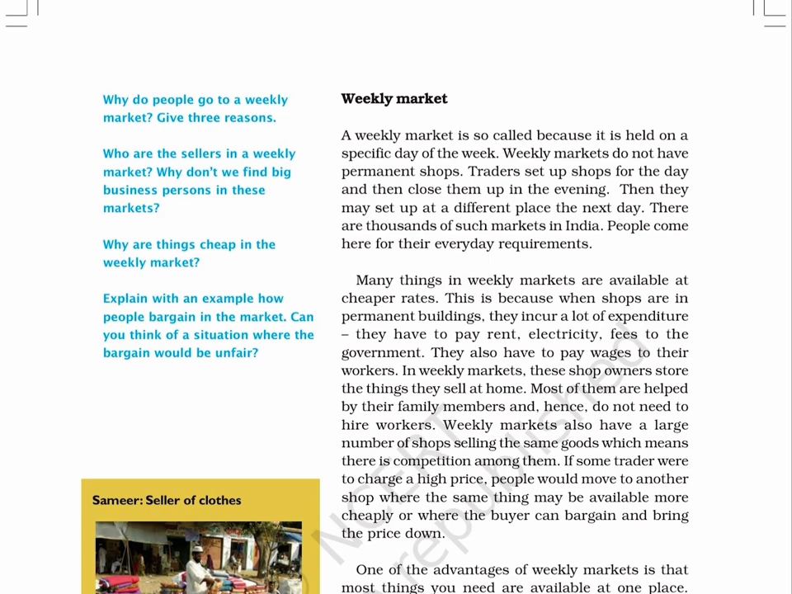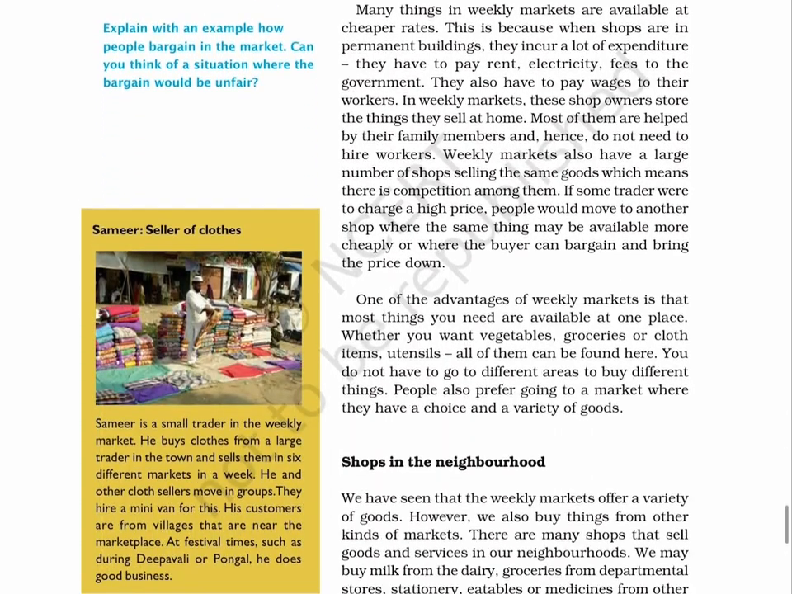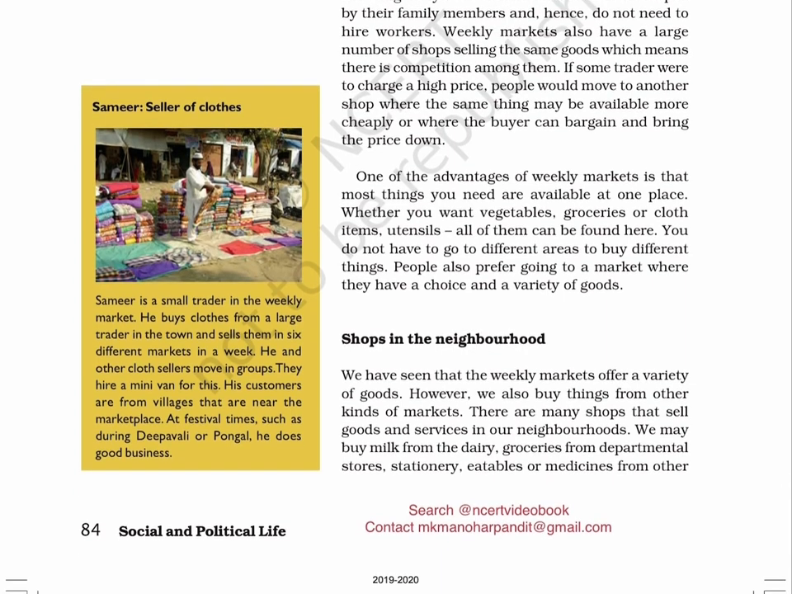Here, on page number 84, there's a colored box given. The title of the box is Sameer, Seller of Clothes. A picture has been given inside the box showing a seller selling clothes and carpets. There is a note written inside the box which reads, Sameer is a small trader in the weekly market. He buys clothes from a large trader in the town and sells them in 6 different markets in a week. He and other cloth sellers move in groups. They hire a minivan for this.